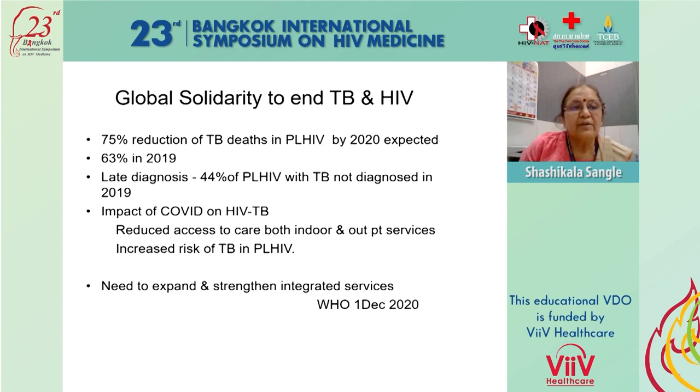Now, a very important point about 2020 is the impact of COVID on HIV and TB. Because of the COVID-19 pandemic, there was reduced access to care for both indoor as well as outpatient services, which increased the risk of tuberculosis in PLHIV. And hence, we need to expand and strengthen the integrated services all over India for TB and HIV. Thank you.